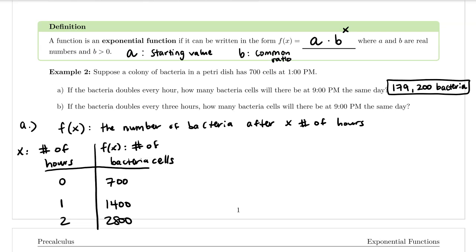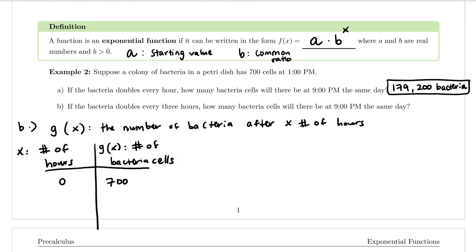All right, so now let's move on to part B, which says if the bacteria doubles every 3 hours, how many bacteria cells will there be at 9 p.m. the same day? Since we're dealing with a new scenario, maybe I'll name this g of x. We don't have quite the same scenario here, so let me erase these. We are still starting off with 700 bacteria cells at 1 p.m. And now what happens is it doubles every 3 hours.